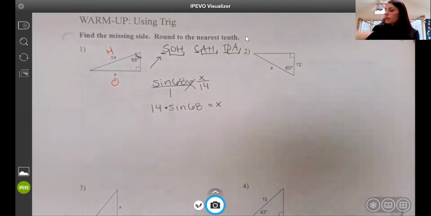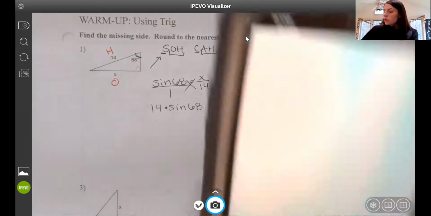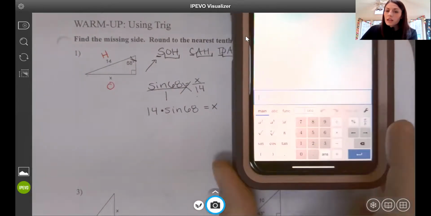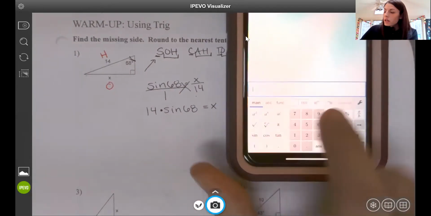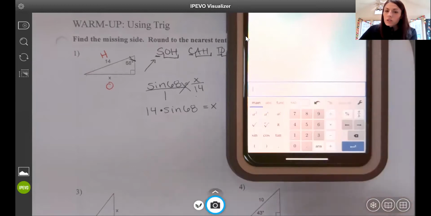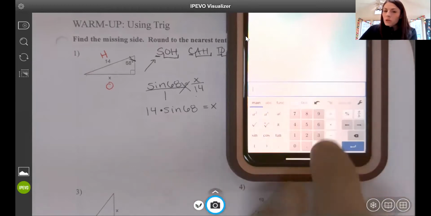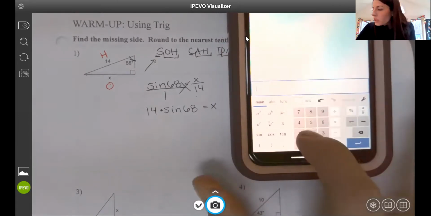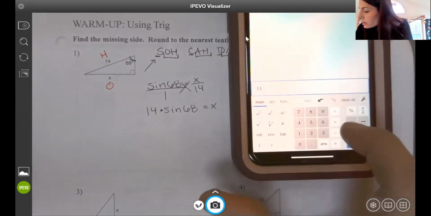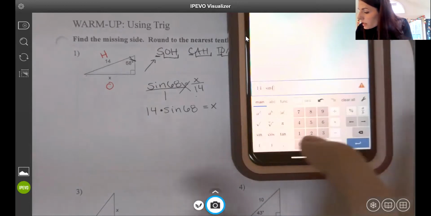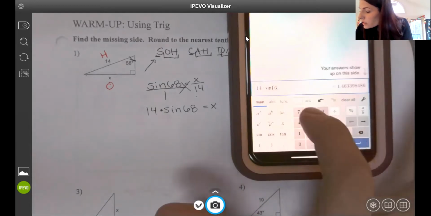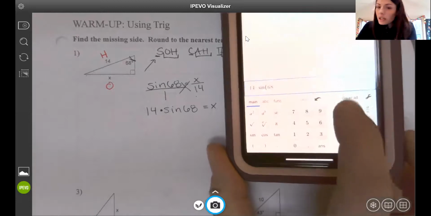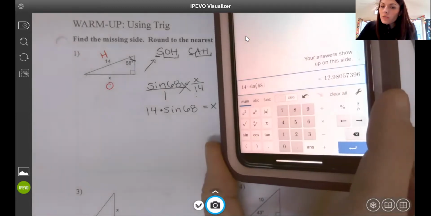And that's where we need our scientific calculator. One important thing is to make sure you're in degrees. If I click this over, it changes it to radians. It should be automatically set in degrees, but that's important to check. I'm just going to type in 14 times the sine of 68, and I don't even have to hit enter. It's just going to show up over here.